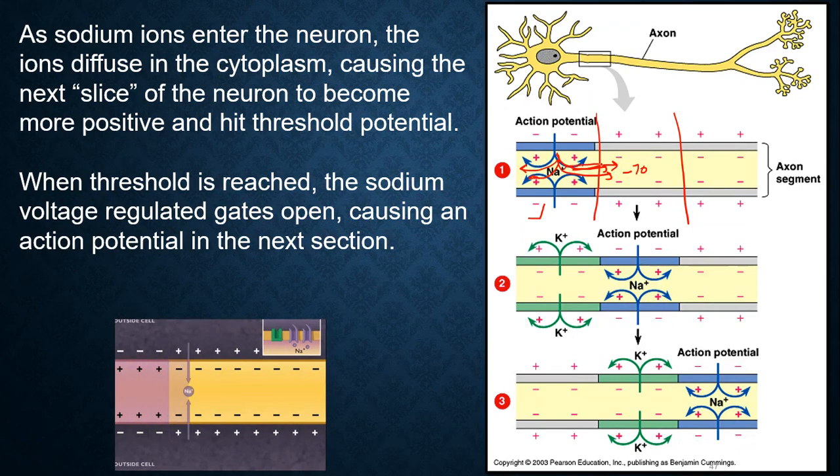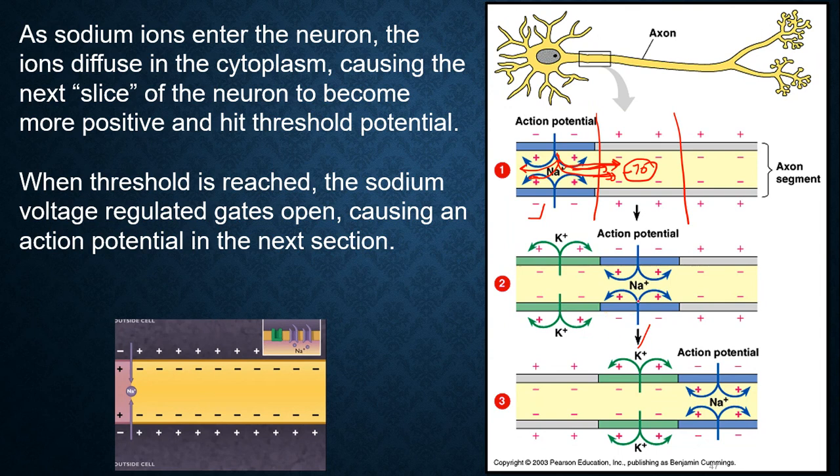But as the sodium starts to diffuse forward like this, what's happening to this -70 number? It's getting more positive. -69, -68, until it hits what? Threshold. And then what happens at threshold? Sodium rushes in, and the second slice is now going to depolarize.